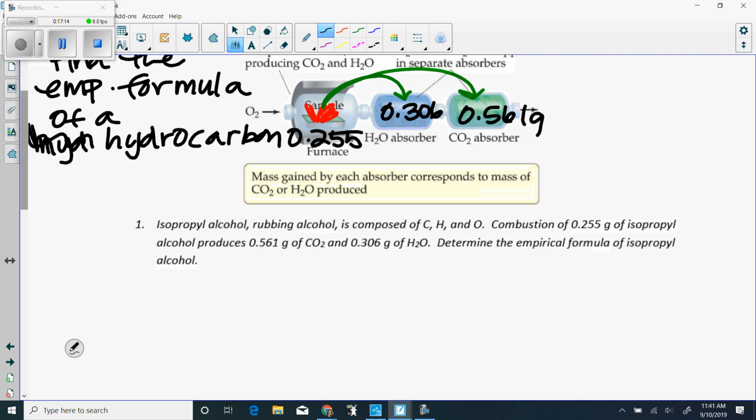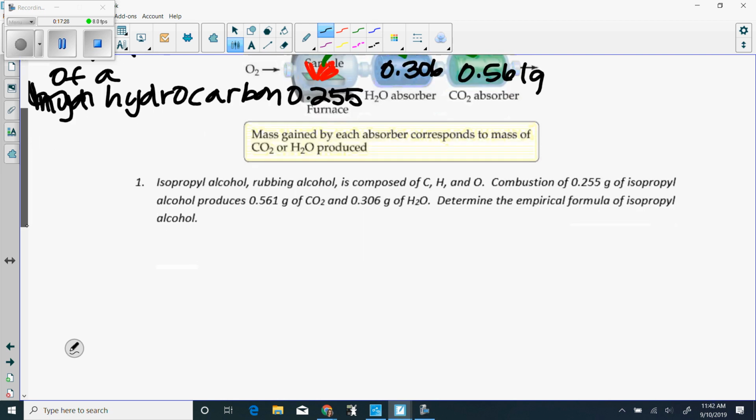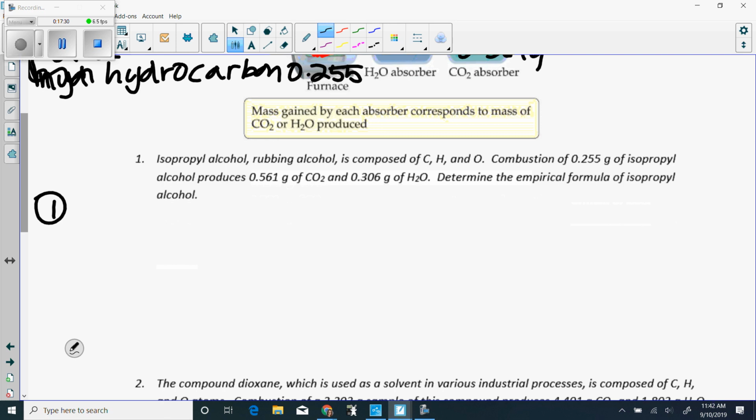There are two rounds of calculations to do these empirical combustion analysis problems. First round is just straight stoichiometry. Second round is empirical formula calculation. So I don't know how well you remember that. So I'm going to start step 1. I'm going to do it in black. I'm going to convert my grams of carbon dioxide to just the grams of carbon, because all of my carbon had to turn into carbon dioxide.